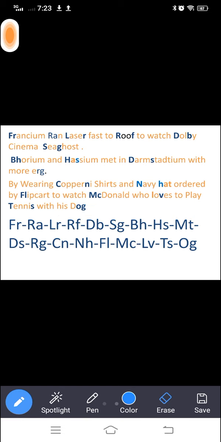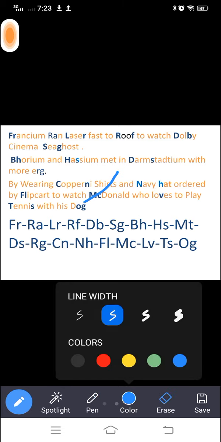Now you see the elements which are placed: copernicium, Cn, it represents the copernicium. Navy hat, NH, nihonium. Flipkart, FL, flerovium. McDonald, MC, moscovium. And here the L wants to be highlighted, LV, it is not highlighted but you want it highlighted, LV, livermorium.